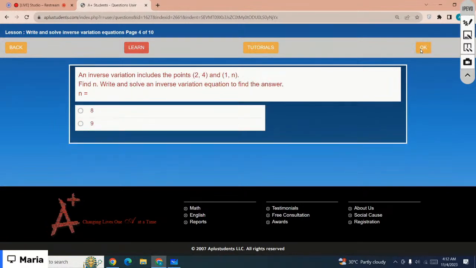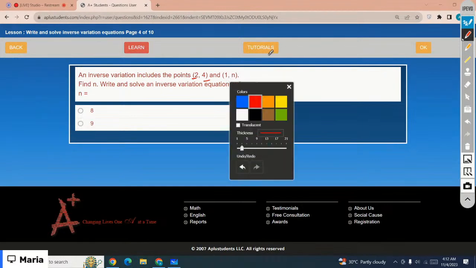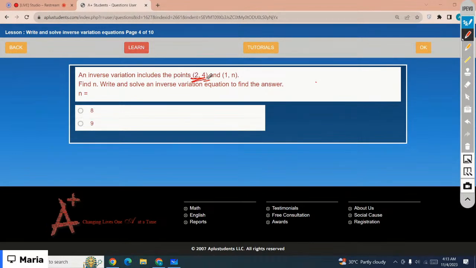Okay, the next one is an inverse variation that includes the point (2, 4) and (1, n). Find n, and solve an inverse variation equation to find the answer. Why is it an inverse variation? That is very important, right? You can see here x is 2, y is 4, right? So x is decreasing and y is increasing. If one value is increasing, the second value is decreasing, that would be inverse variation, right? So just use this point and calculate the value of k.